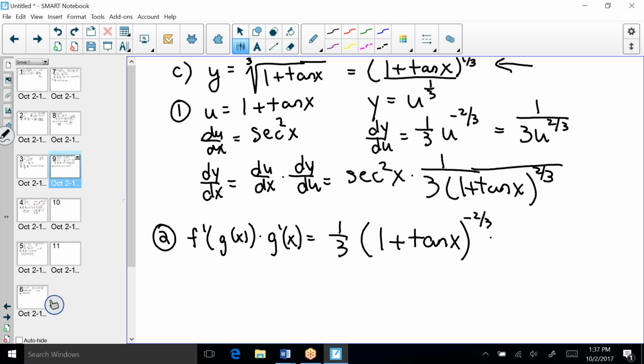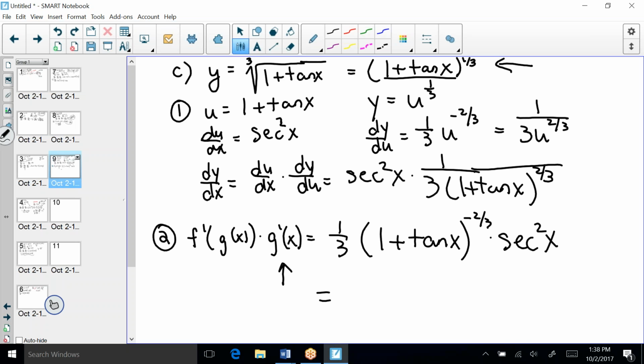And then we're going to multiply that by the derivative of the inside, the derivative of g of x. So if we look at the inside, it is 1 plus tangent of x, and we want to multiply by the derivative of tangent of x, and that's going to be equal to secant squared of x. So we're going to multiply by secant squared of x. And then you can see that we get the exact same answer that we got up above.